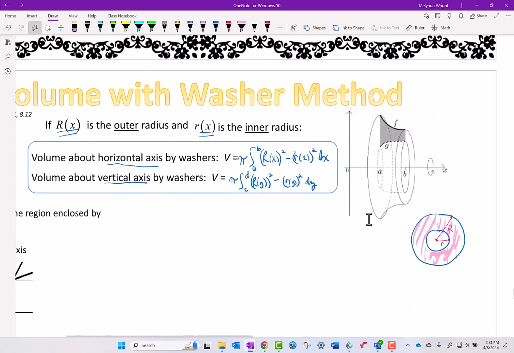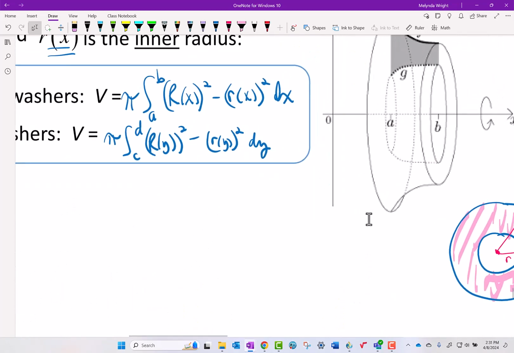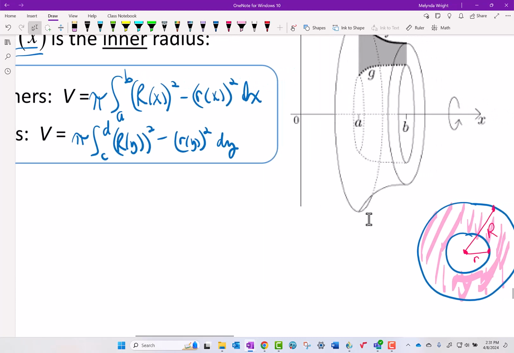Sure. This part right here? Okay. You're welcome. We all good? Yes?